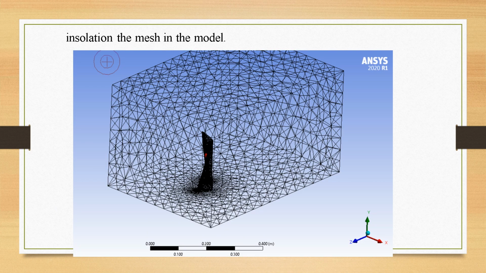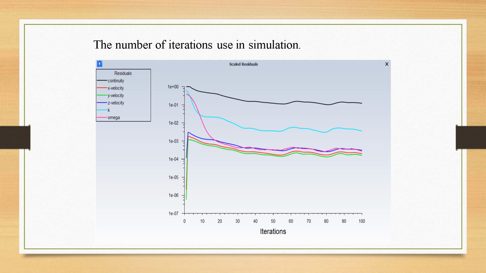Isolation, the mesh and the model. As you can see here, this is the mesh and the model for the stator blade. The number of iterations used in the simulation: as you can see here, this figure shows the iterations. We have the black line for continuity, and the red, green and blue for velocity in x, y and z, and this one for k, and the pink for omega.